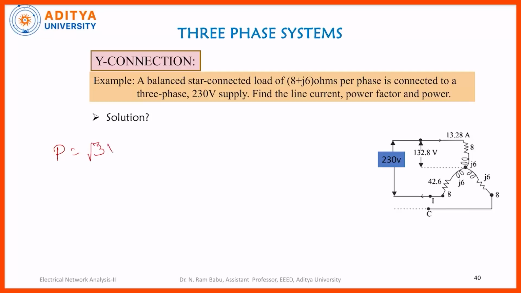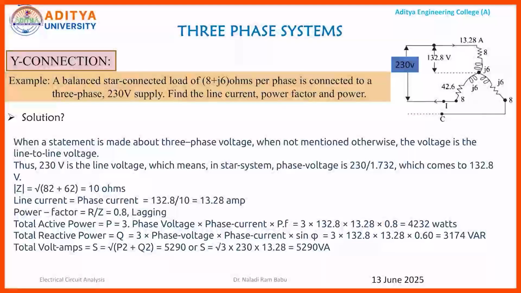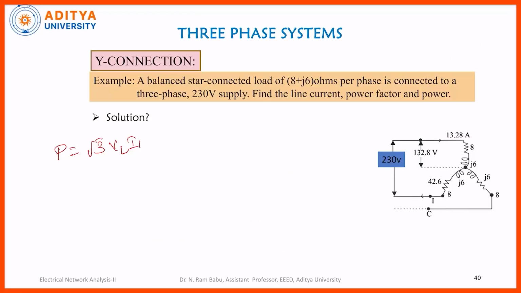Real power is equal to root 3 times VL, IL, cos phi. Root 3 we know, VL value is 230 volts, and IL value is 13.28 and cos phi is 0.8, right? Root 3 times VL, IL, cos phi, which is nothing but root 3 into 230 into 13.28 into 0.8. We need to calculate it and write down the value of active power, real power.